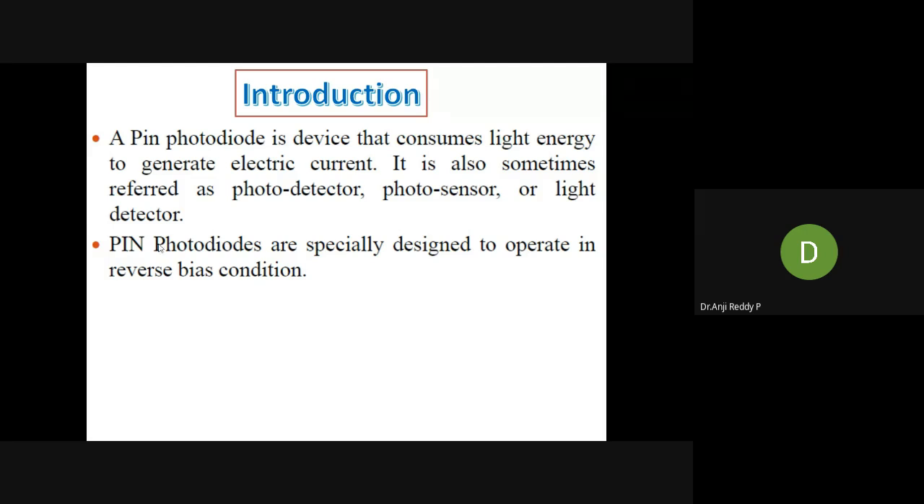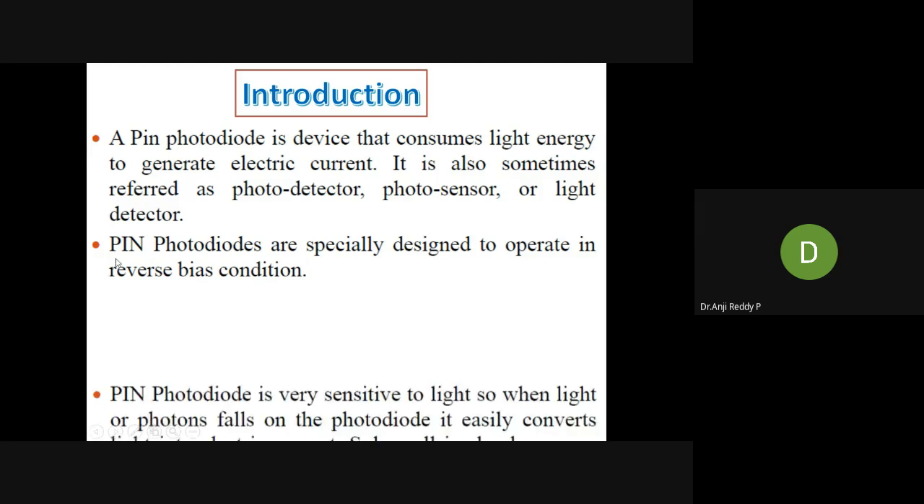If we connect this pin photodiode in forward bias, it will act as a resistance. Remember, it will act as a resistor because no current will flow, because the width of the depletion layer is very high. Here, you can observe the diagram.